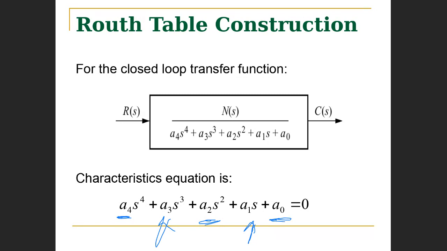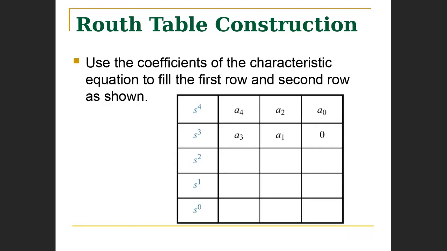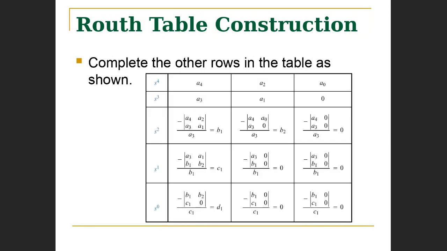Let's look at what happens next. So you see it here: a4, a2, a0, a3, a1, 0. All right. So we have just established the first two rows in our Routh table. All right, first two rows. Now what's next? It gets a little bit interesting here. The next step is summarized here.